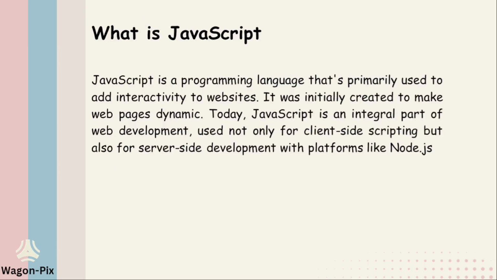What is JavaScript? JavaScript is a programming language that's primarily used to add interactivity to websites, and it was initially created to make web pages dynamic. Nowadays it is used not only for front end development, but also for back end development, as we have written over here. Client side is the front end development, and server side is the back end development. For back end development, you need a platform like Node.js. We will be looking at JavaScript from a front end development perspective, but you can also apply the same concepts to the back end.